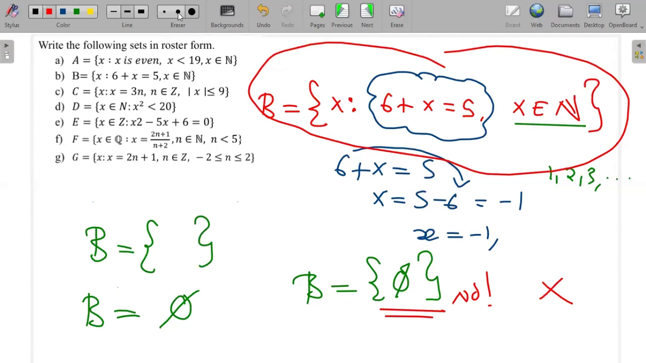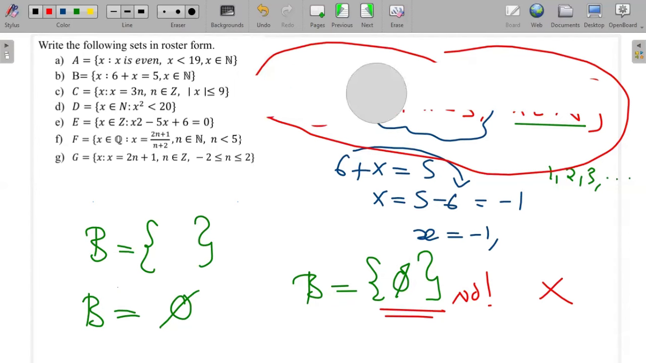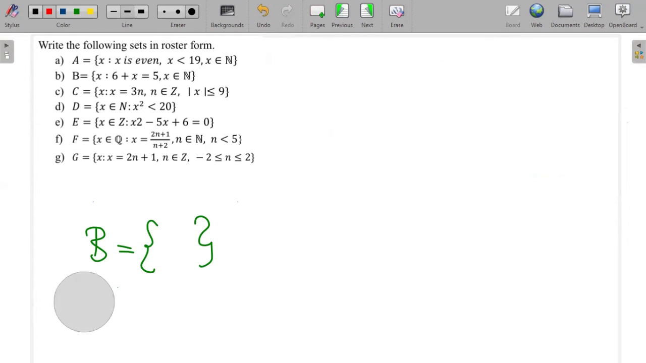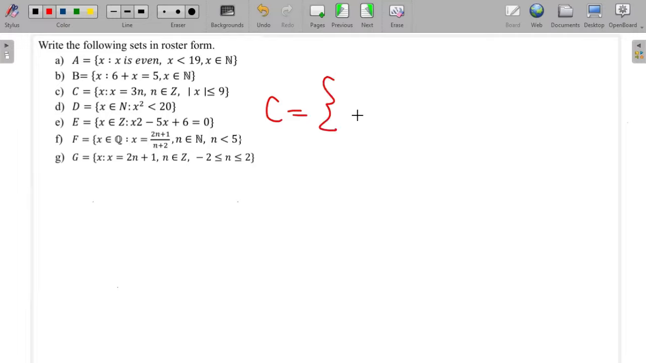So move on to the third part. So the third part says what? So there's C there. So C is equal to a set of all x's such that x is equal to 3n, and n is an integer where the modulus of x should be less than or equal to 9. So now here, pay attention.